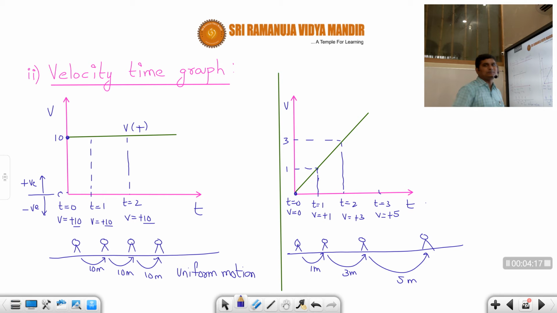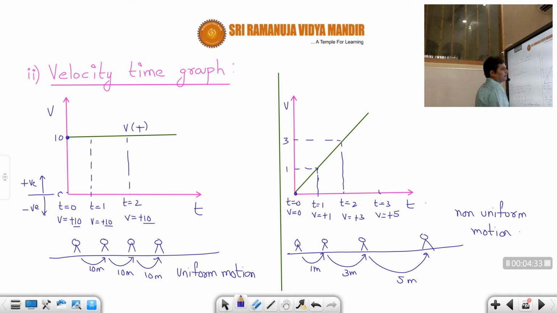Because v is 5 meters per second, in 1 second he has to cover 5 meters. So that means the photo diagram will be like this, which is a non-uniform motion, because unequal distances are covered in equal intervals of time. I hope, students, you are clear on this one.